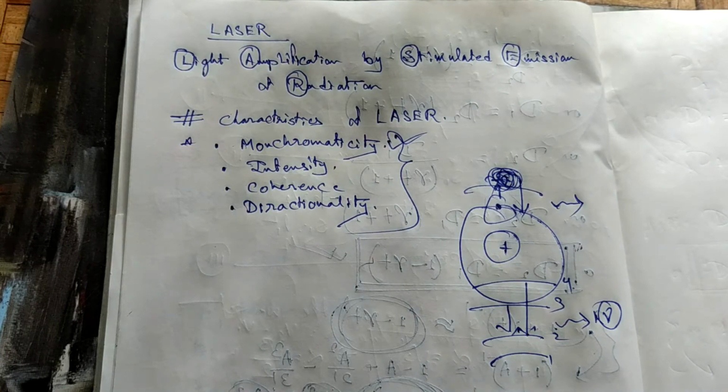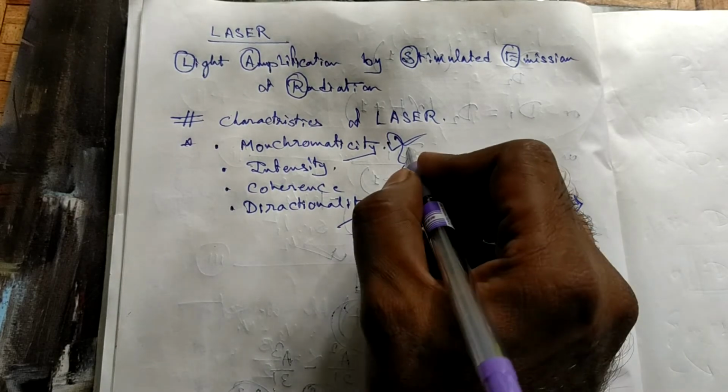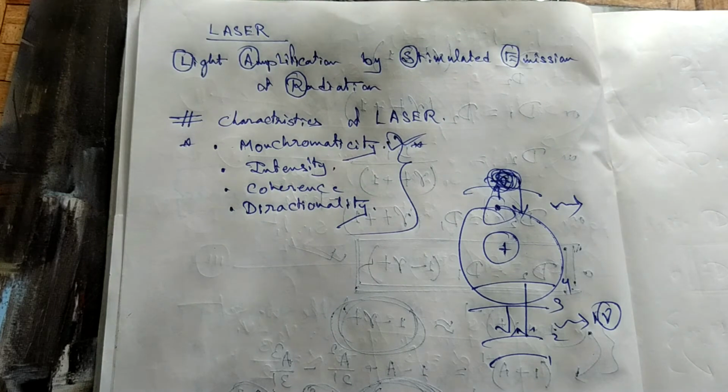So monochromaticity says that in a laser beam we can see only one wavelength. That means the transition of the electron happens between a single orbit and the second orbit, not for all higher orbits. It transits from any single orbit greater than 2 to the second orbit. So in the laser beam we see just one wavelength. That's why it is monochromatic light.